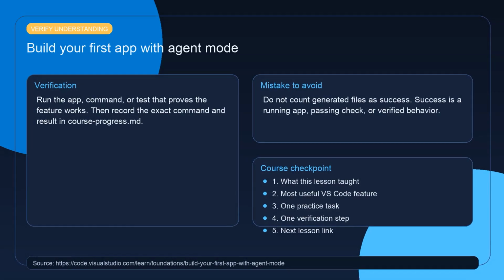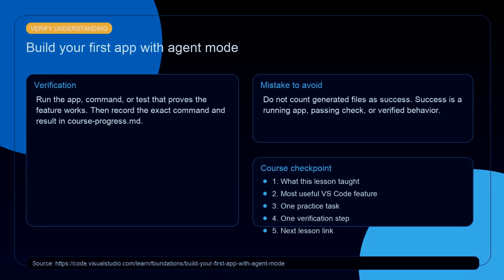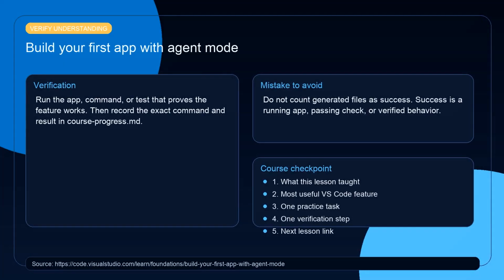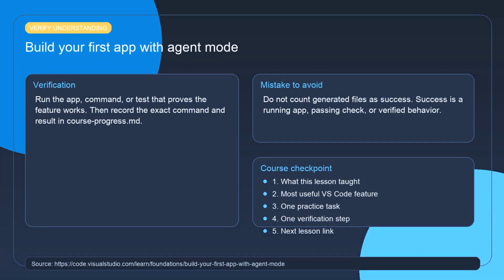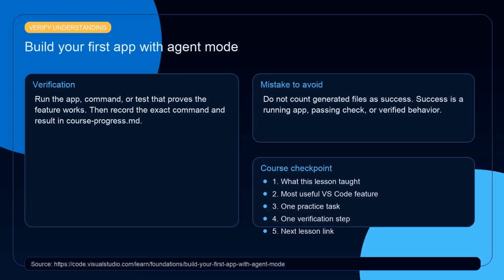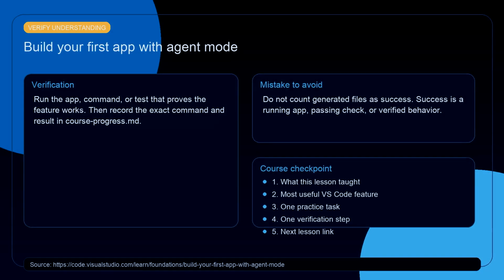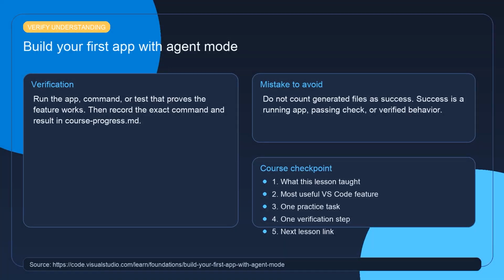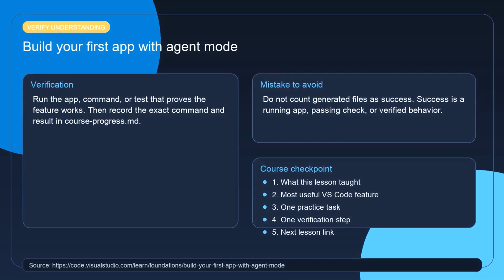The mistake to avoid: do not count generated files as success. Success is a running app, passing check, or verified behavior. The 3 takeaways are: plan before implementation, autopilot needs scope, and verification is the finish line.